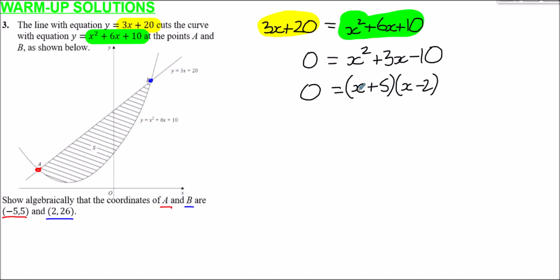Therefore, one bracket has to be equal to 0, either one or the other. So if this bracket's equal to 0, we'd have x equals -5. Or for this one, x would be 2 to make this final bracket equal to 0. So either x equals -5 or x equals 2. So we're halfway there. We've got the x-coordinates of A and B.